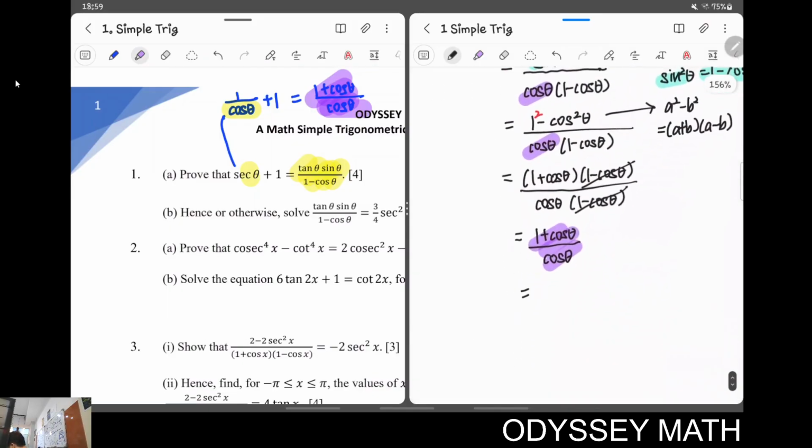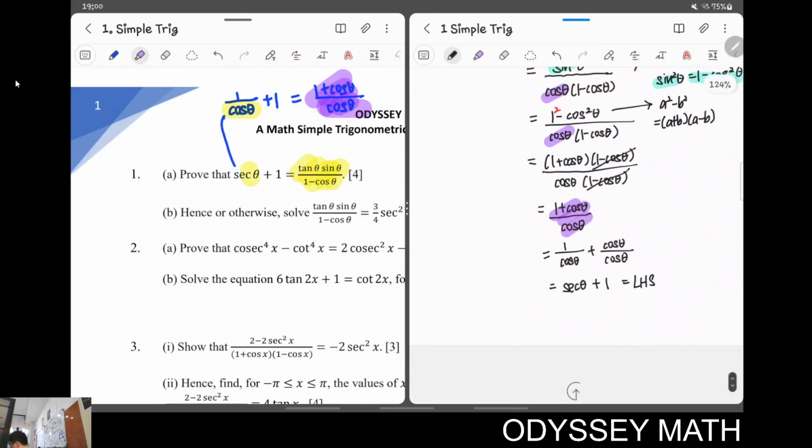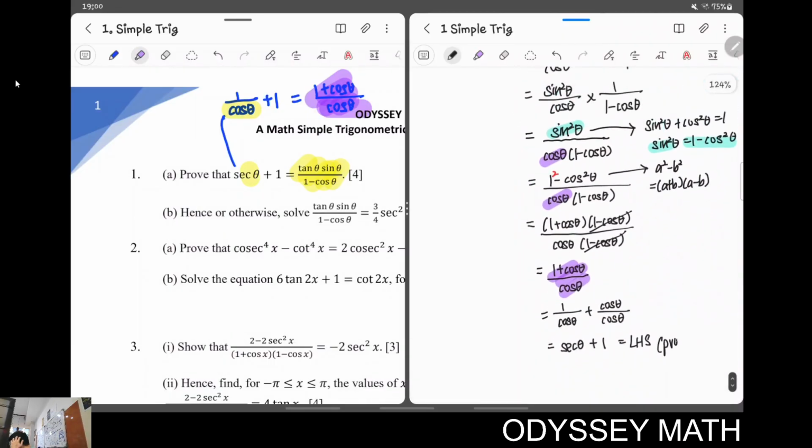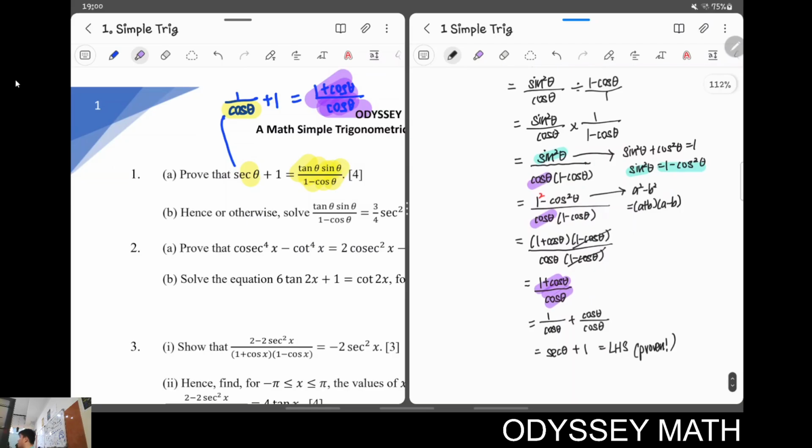And then now you split these two fractions apart. So 1 over cosine theta will be secant theta plus 1, which is equals to LHS. And then you write the word proven. So this is for 1a over here. Everyone okay?